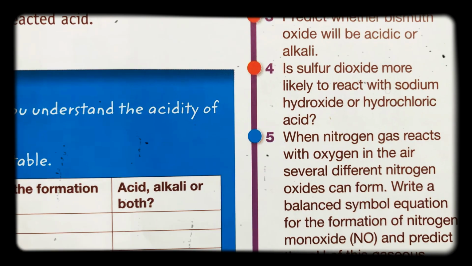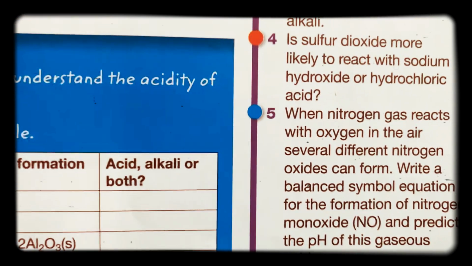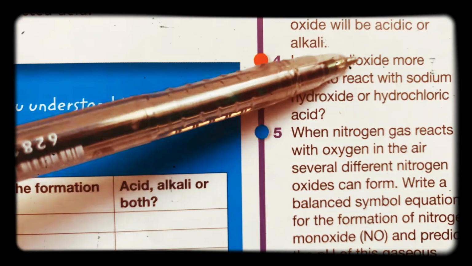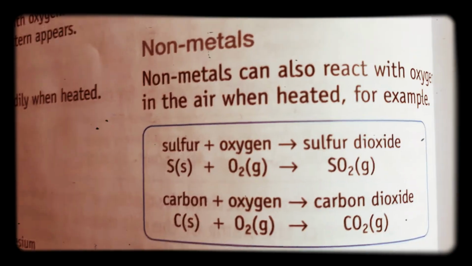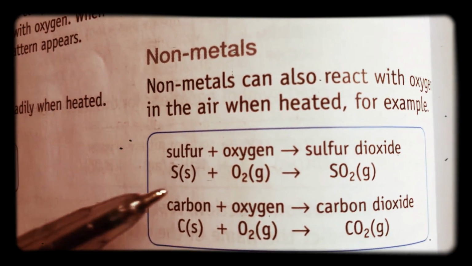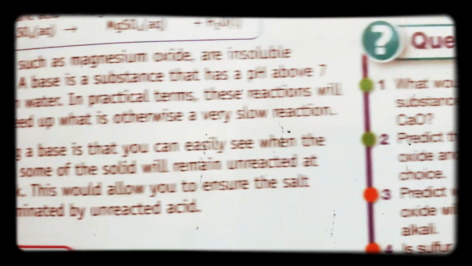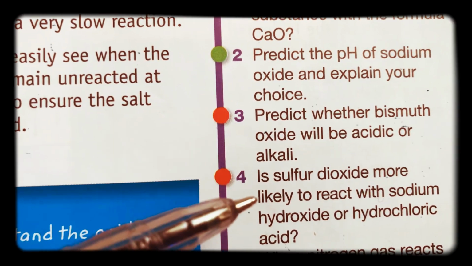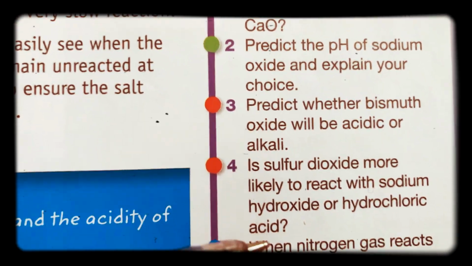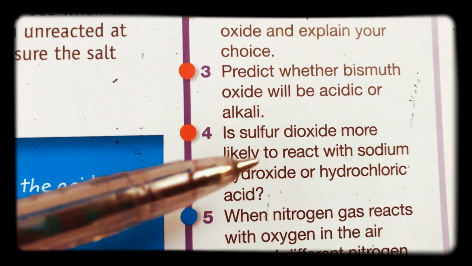Pause the video. So the answer to this is all to do with the fact that the sulfur dioxide is an acidic gas. It's acidic because it comes from a non-metal. Okay, so sulfur plus oxygen reacts to form sulfur dioxide. So acids don't tend to react with acids. They tend to react with bases to form water, and that's a neutralization reaction.